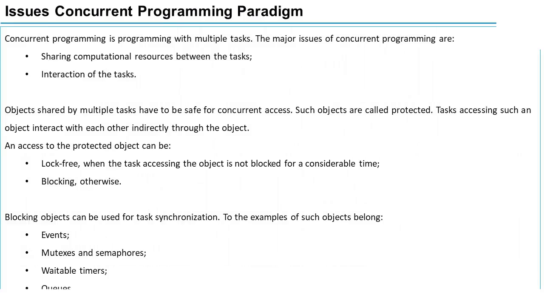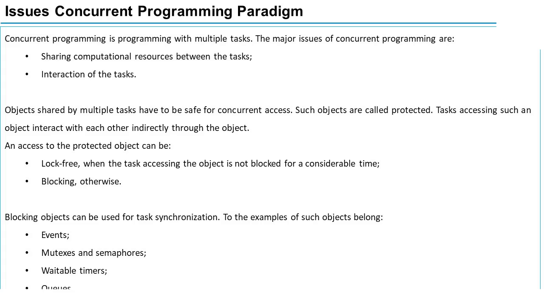Issues in concurrent programming paradigm. Concurrent programming is programming with multiple tasks. The major issues of concurrent programming are shared computational resources between the tasks and interaction of the tasks. Objects shared by multiple tasks may have to be safe for concurrent access. Such objects are called protected. Tasks accessing such an object interact with each other indirectly through the object.